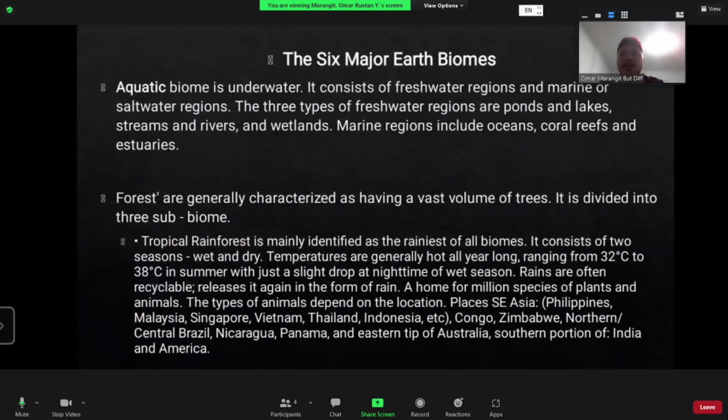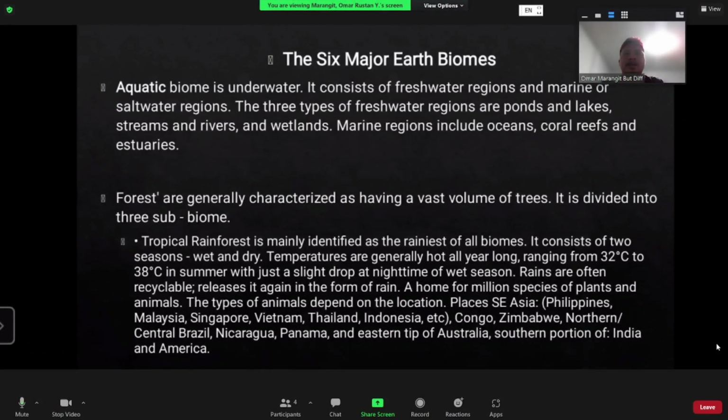Yung second one is forests. Forests are generally characterized as having a vast volume of trees. It is divided into three subbiomes. Tropical rainforest is mainly identified as the rainiest of all biomes. It consists of two seasons, wet and dry.